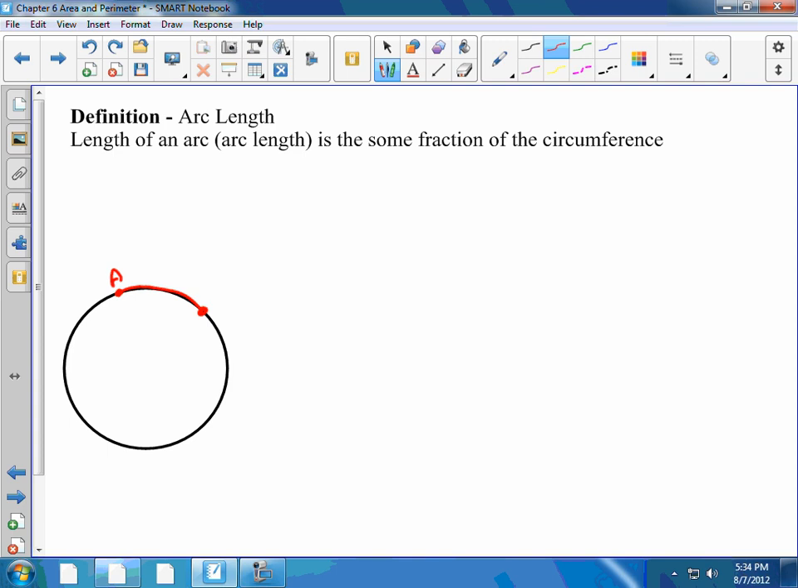So from A to B along the circle would be the length of the arc, that distance to travel. Another arc, you could have a much larger one. You can have from C to D, traveling this route along the circle's perimeter or circumference. That would be an arc length.